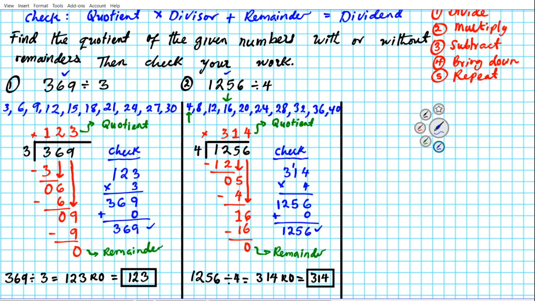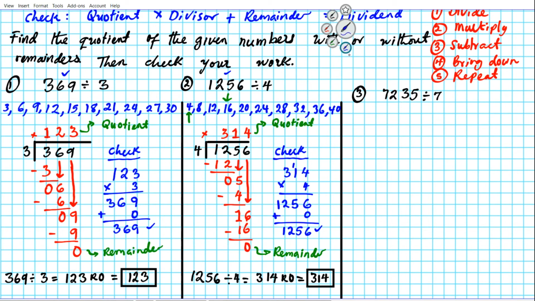Okay, so we're going to go over one more example, and then we'll give you some problems to try out. So for question number 3, what if you were to divide 7,235 by 7?